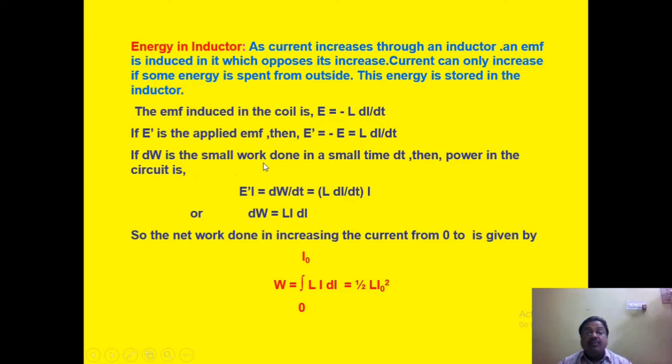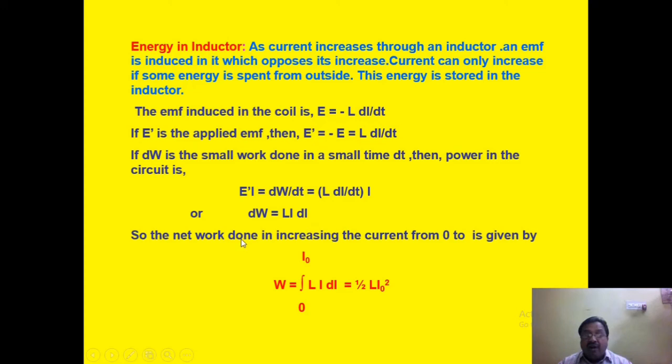Suppose dW is the small work done in a small time dt. Then what is the power in the circuit? E prime I, which will be equal to the rate at which energy is expended. E prime I will be equal to dW by dt, and already we have seen E prime equal to L di by dt. Just in place of E prime, substitute L di by dt. I is there, so dW by dt will be equal to L di by dt into I. Solving this equation, you will arrive at the expression dW equal to Li di.